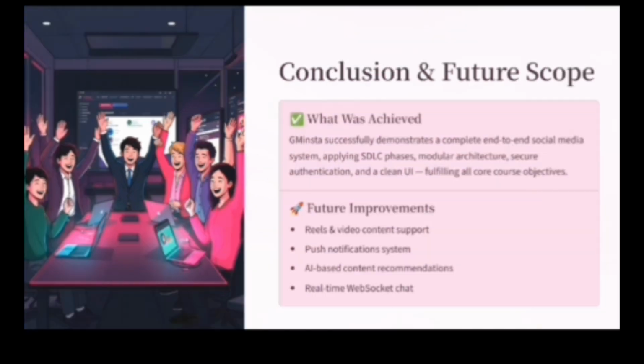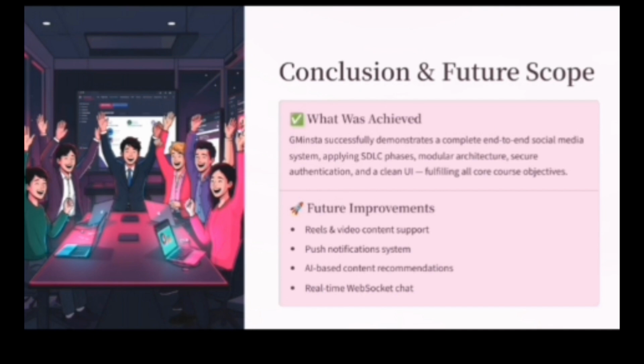In the future scope, the GM Insta application can be enhanced with several advanced features to improve the functionality, scalability, and user experience. One of the major improvements is the integration of an AI-based recommendation system to suggest posts and connections based on the user interests and behavior. This will make the platform more engaging and personalized. There can also be improvements including features like story sharing, reels, and live streaming, similar to modern social media platforms.